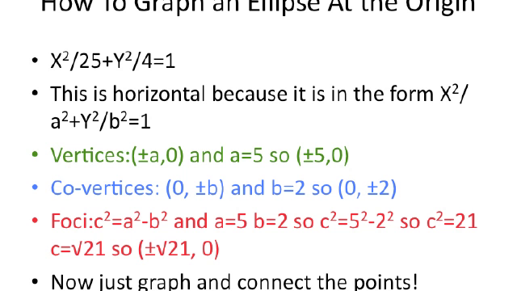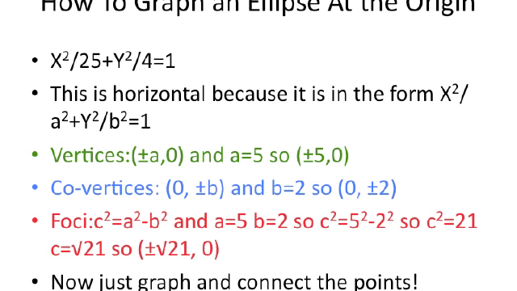The equation we used is x squared over 25 plus y squared over 4 equals 1. This has a horizontal major axis because it is in the form x squared over a squared plus y squared over b squared equals 1. And since a equals 5, the vertices are positive, negative 5, 0. And since b equals 2, the co-vertices are 0, positive, negative 2.